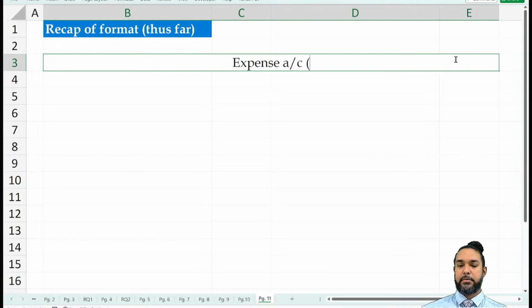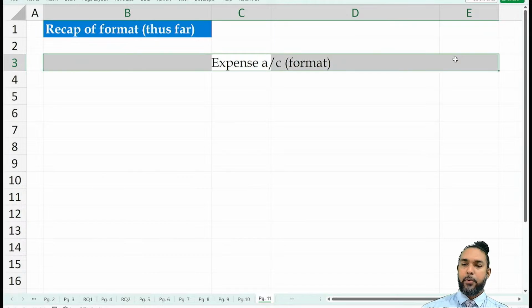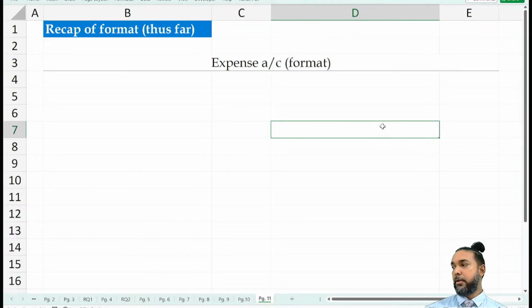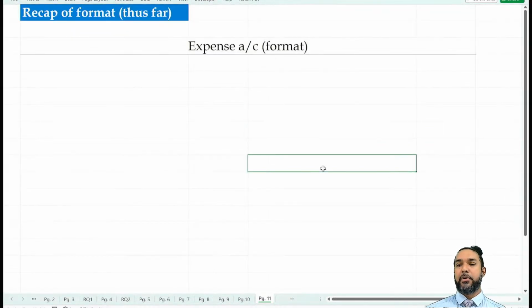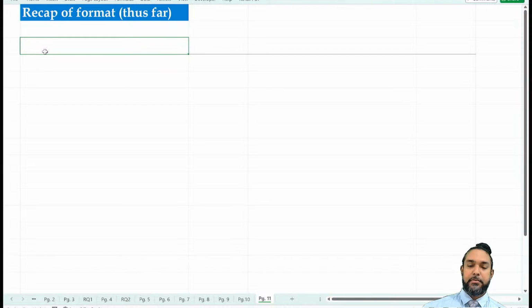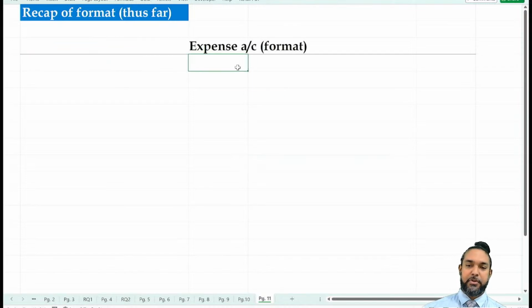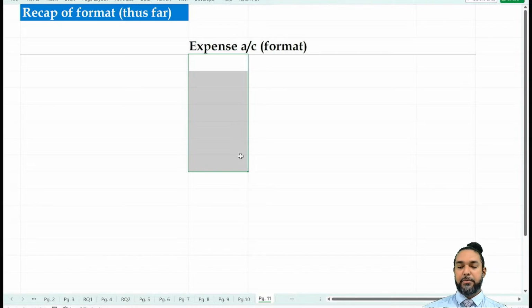Expense account format. Now, I know a lot of teachers and a lot of people try to reduce POA and accounting to a bunch of formats you have to learn off. Formats are a byproduct of the way we express things. With T accounts, there's not much variation in how they're presented. There's really usually one way you present a T account.